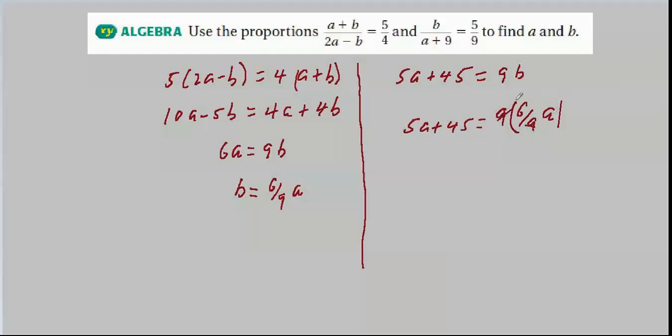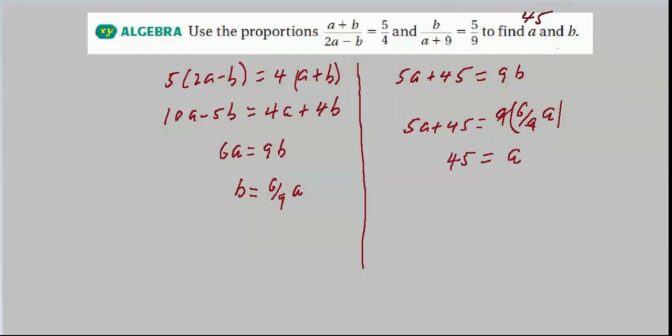And if we subtract 5a from 6a, we'll get that a equals 45. And they asked us for a and b. Well, let's see here. We got a is 45. What about b? Well, we got a couple equations here we can use to find that.